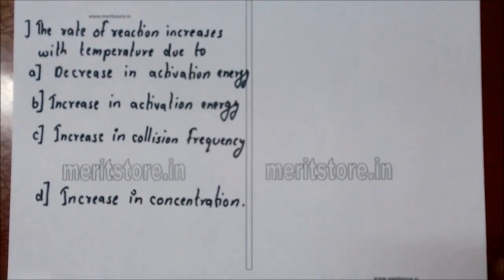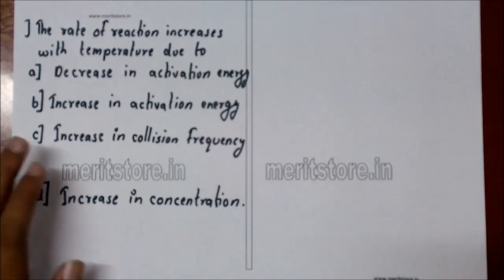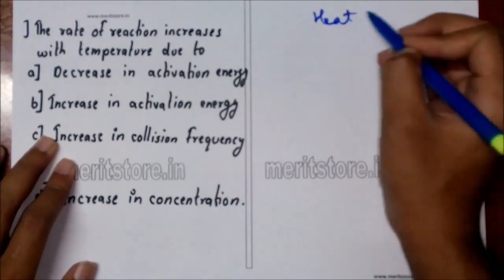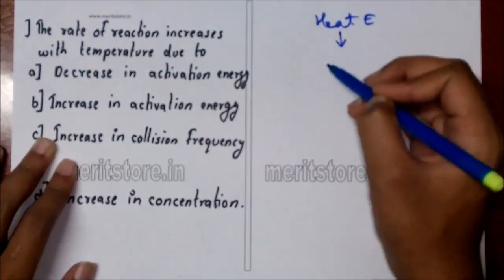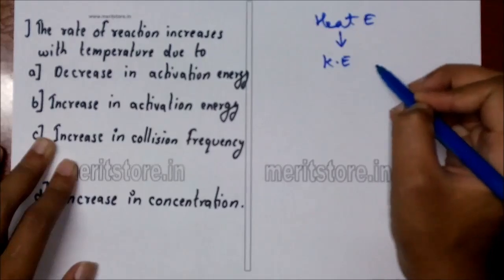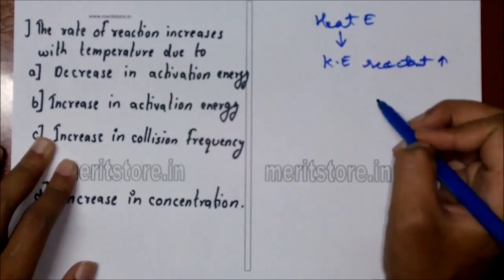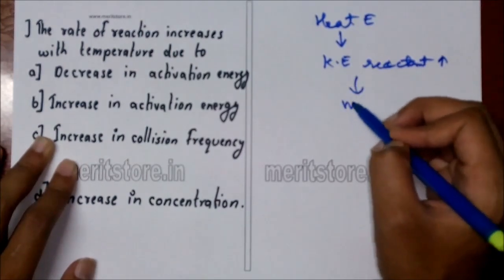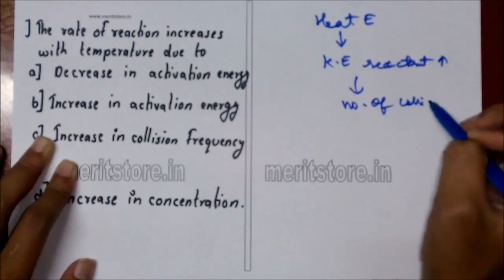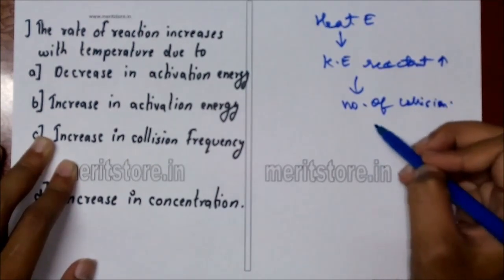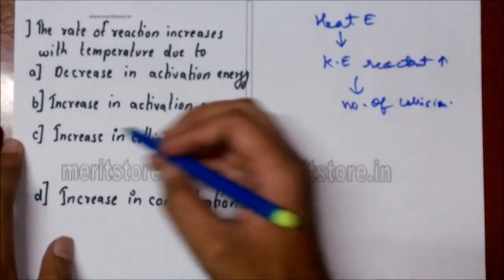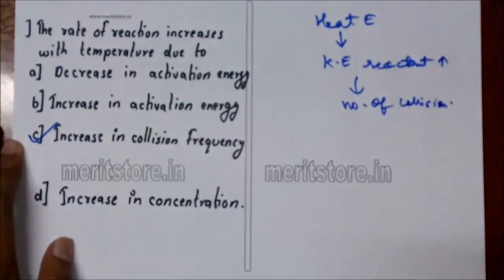So our next question is, the rate of reaction increases with temperature due to: A, decrease in activation energy; B, increase in activation energy; C, increase in collision frequency; D, increase in concentration. When heat energy is supplied, the kinetic energy (KE) of the reactant molecules increases. When the kinetic energy increases, this will increase the number of collisions, which will ultimately enhance the rate of reaction. So increase in collision frequency due to increase in kinetic energy is the correct answer.